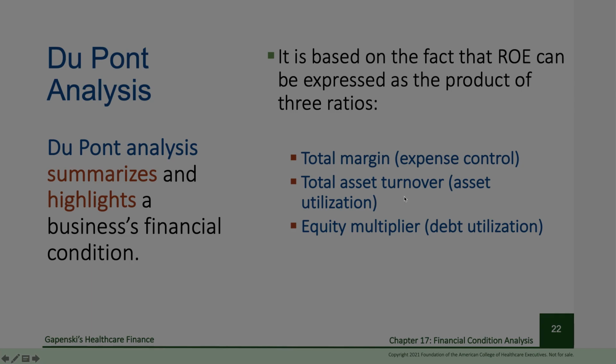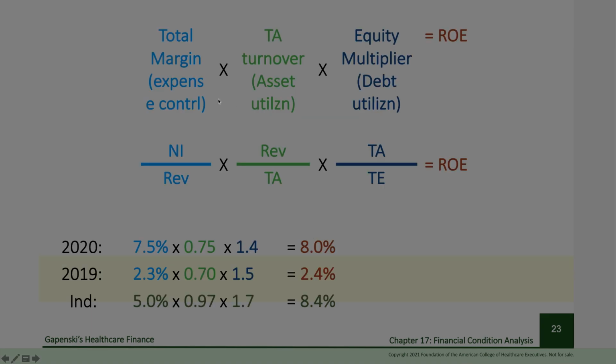Are there any rooms or buildings or equipment that are just lying there and not being utilized? And equity multiplier is about debt utilization. How much debt are you utilizing? So total margin multiplied by total assets turnover multiplied by equity multiplier gives you the return on equity. The way you calculate total margin is net income divided by revenue, as we've already seen. Total asset turnover is revenue divided by total assets, and debt utilization is total assets divided by total equity, and all of this gives us the return on equity.